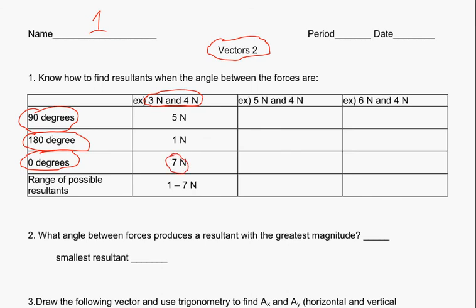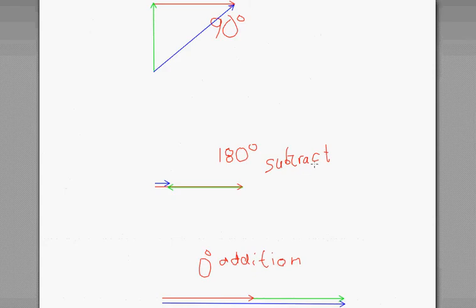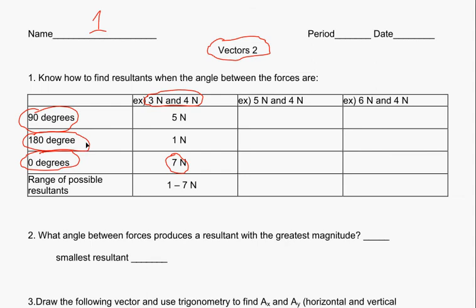Now, if you take a look back at our notes again, when we had 180 degrees, 180 degrees is subtraction. So that's two vectors going in opposite directions. When you have a vector going one way and a vector going the other way, they will cancel each other out to some degree. Just like if you and your friend push against each other in opposite directions as hard as you can, those vectors will cancel out. So when those vectors cancel out, they subtract. So in this case, 4 minus 3 will give you 1.